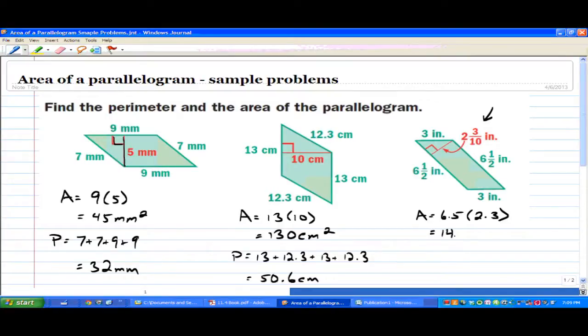This is 14.95 inches squared. Okay, and then the perimeter is 3 plus 6.5 plus 3 plus 6.5. This is equal to 19 inches. The main thing you want to pay attention to is what part is the base, what part is the height, and then also what are your units, because we're doing two different things here. So perimeter is just the unit, and the area is the unit squared.